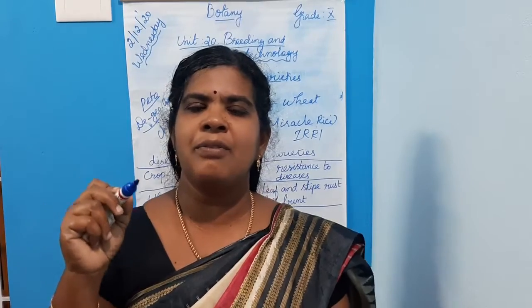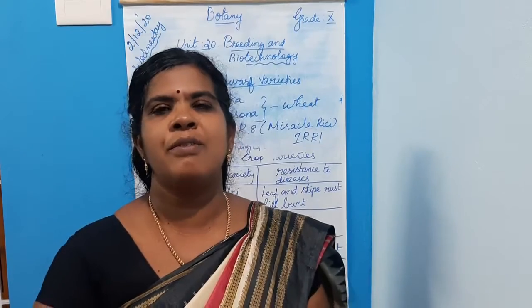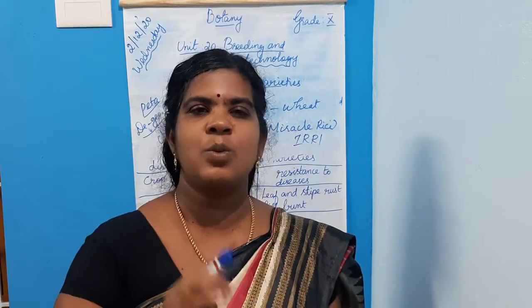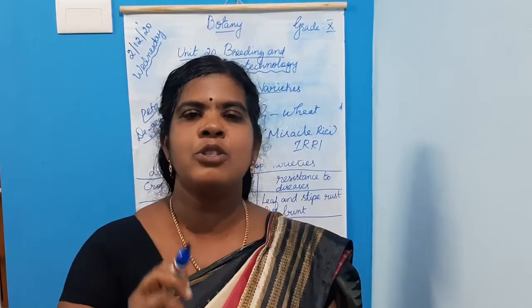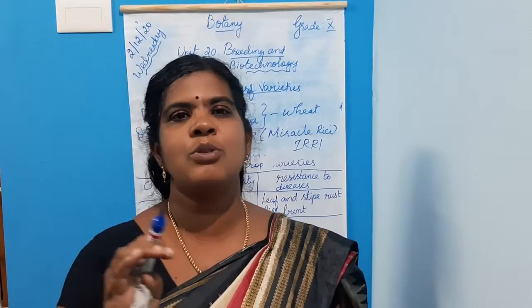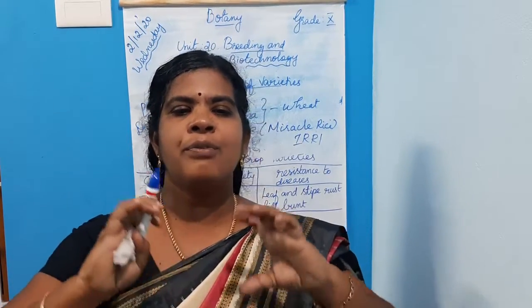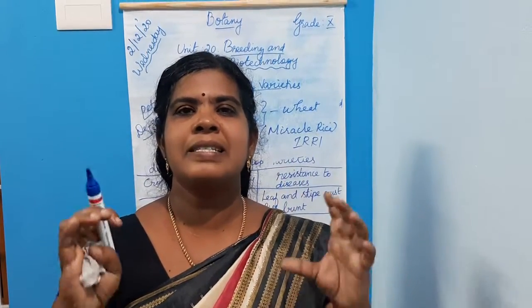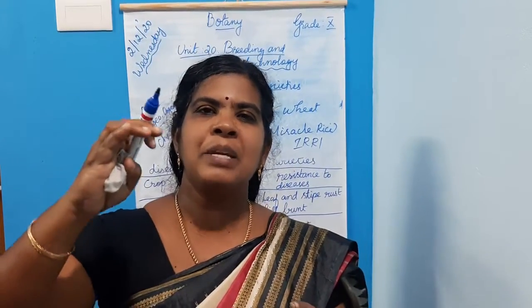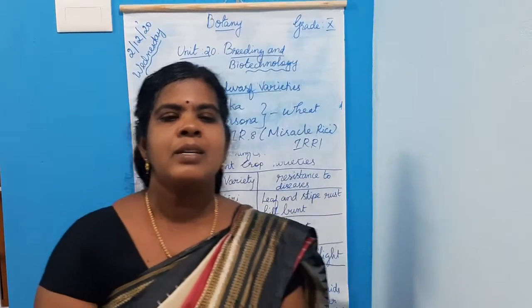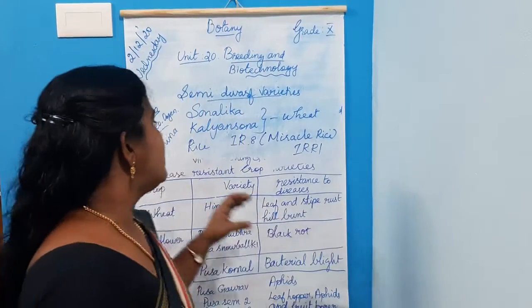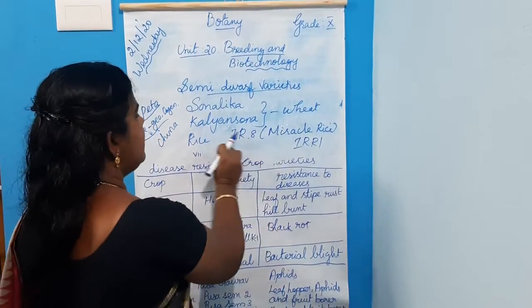If we develop these disease-resistant crops, it will reduce the use of fungicides and bactericides. What are fungicides? Chemicals used to kill fungus, isn't it? Bactericides are chemicals used to kill disease-causing bacteria. So if we develop these disease-resistant varieties, it can minimize the usage of fungicides as well as bactericides.